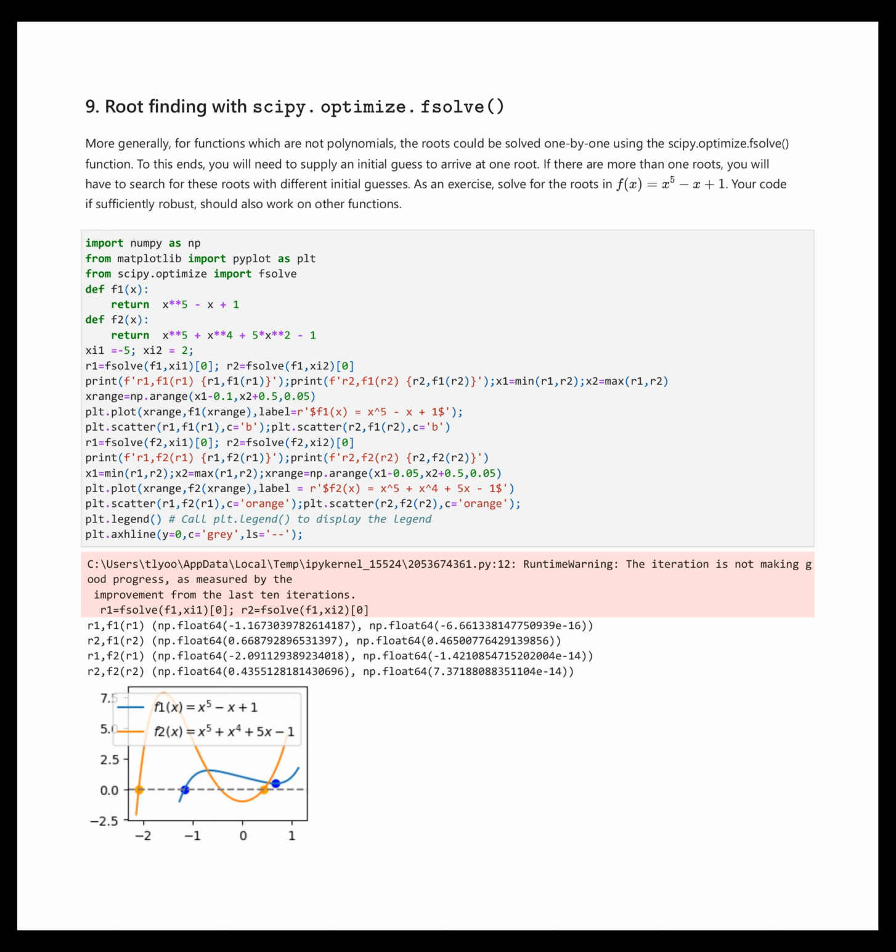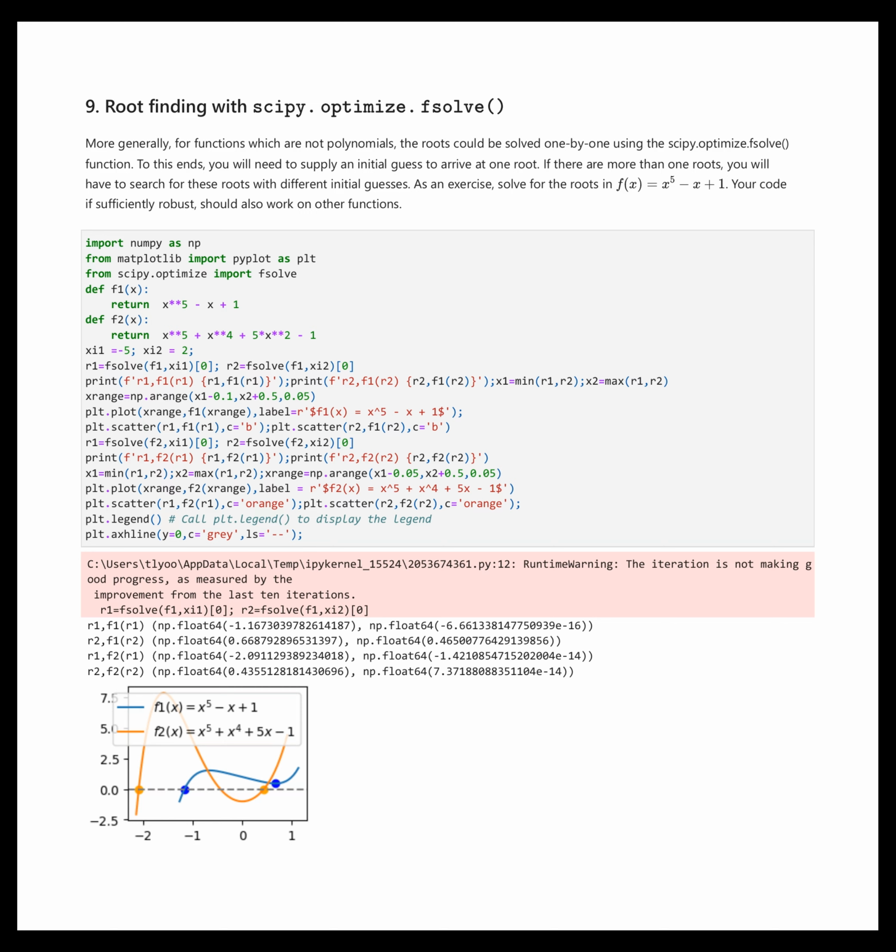The scipy.optimize module offers a function called fsolve, which can find roots for a wide variety of functions, including those that are non-polynomial or transcendental. A key characteristic of fsolve is that it is an iterative solver, meaning it starts with an initial guess for the root and tries to refine it until it converges to an actual root. Therefore, you must provide an initial guess to fsolve.